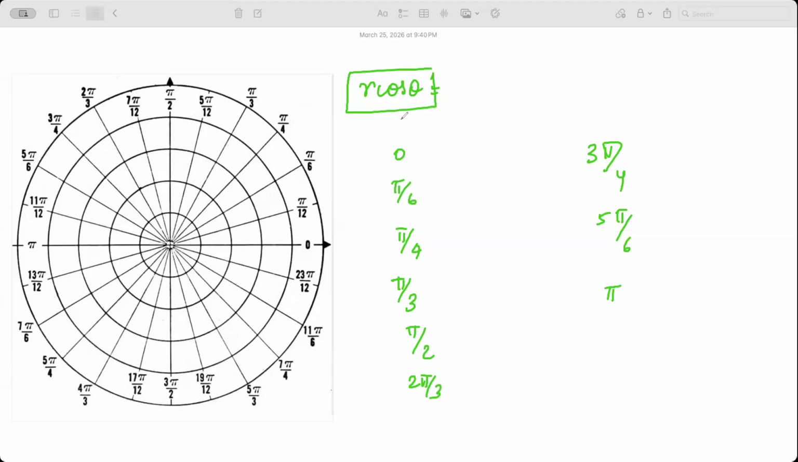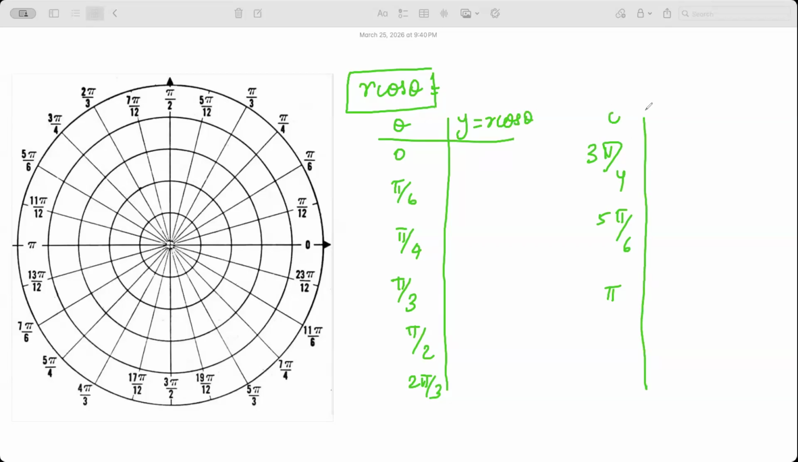So this is my theta value, that's my x value. The y value is going to be r cos theta. So I'm going to graph this. For 0, let's start computing this. Let's say I want to do 4 cos theta.